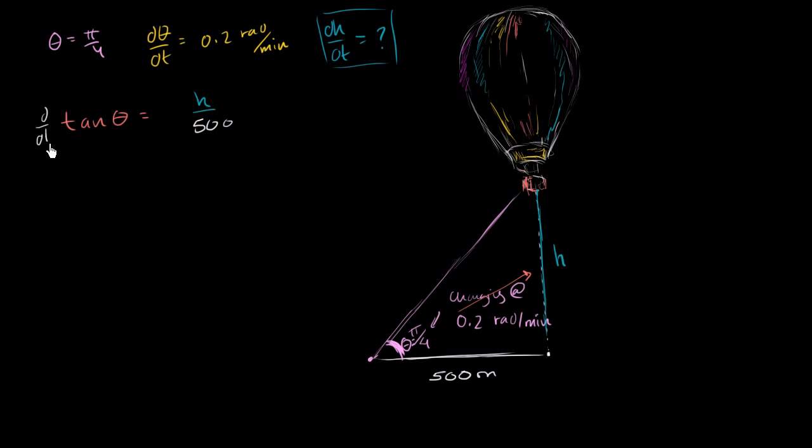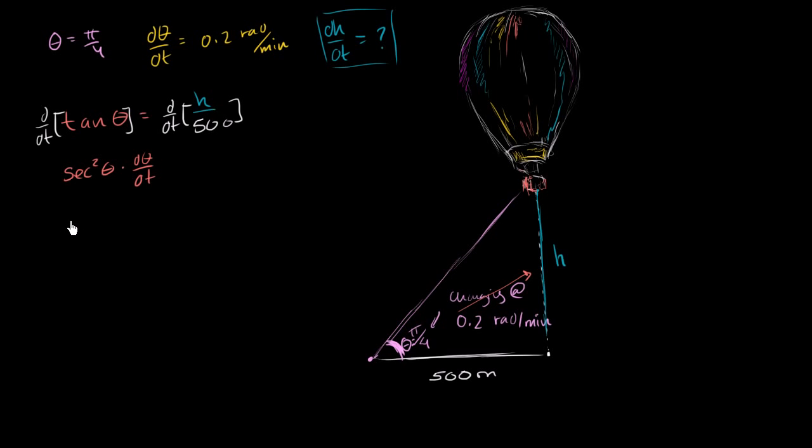So d/dt, we're going to take the derivative with respect to t on the left. We're going to take the derivative with respect to t on the right. So what's the derivative with respect to t of tangent of theta? Well, we're just going to apply the chain rule here. It's going to be first the derivative of the tangent of theta with respect to theta, which is just secant squared of theta, times the derivative of theta with respect to t, times d theta/dt.